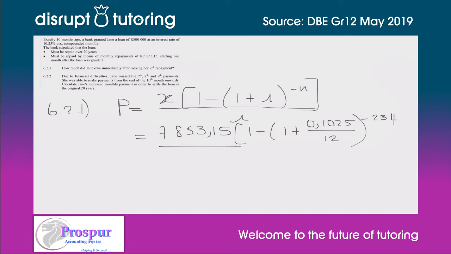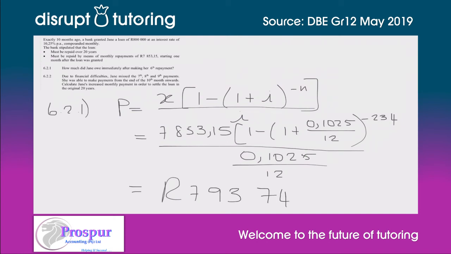Right, we're going to put that over our interest rate. Again, it's compounded monthly, so it's going to be 0.1025 divided by 12. Good. Okay, we're going to plug that into our calculator, and we're going to get an amount of 793,749.25. All right, so that is 6.2.1. We'll do 6.2.2 in the next video.